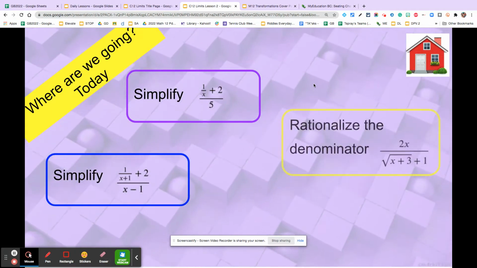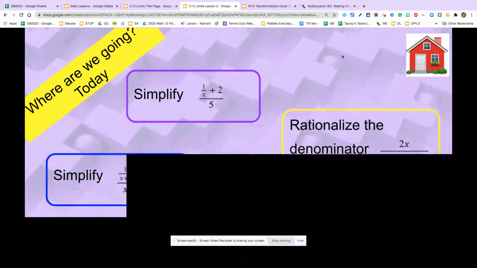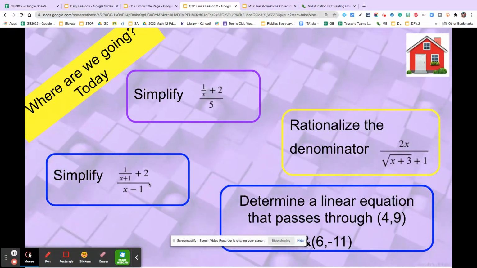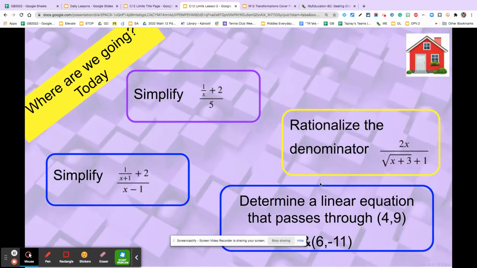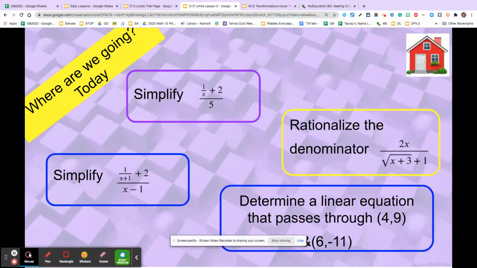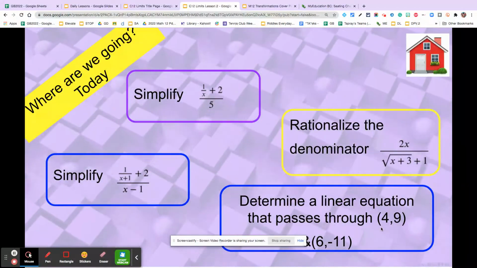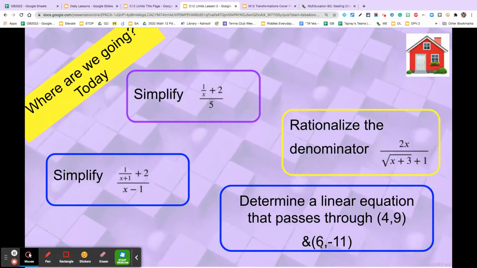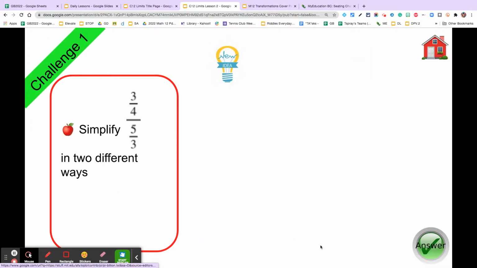So anyway, here are the skills that you want to be able to do today. Are you able to simplify that complex fraction? Can you simplify that complex fraction? Can you rationalize that denominator? And can you determine a linear equation that passes through the point (4, 9) and goes through the point (6, -11)? So that's what we're going to talk about.